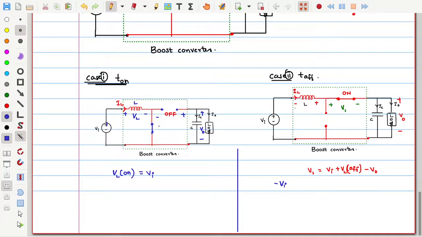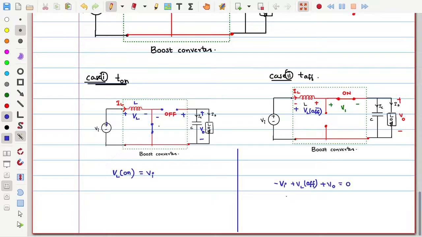So the actual voltage across this will be positive on the left side, negative on the right side, as in case 1. So I will take that as a reference: plus VL, plus V0 is equal to 0. Okay, so let me remove this equation, it is of no use.